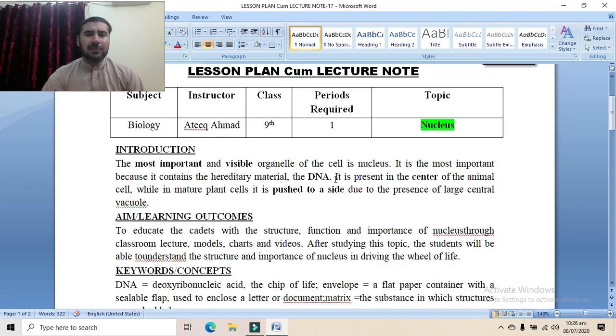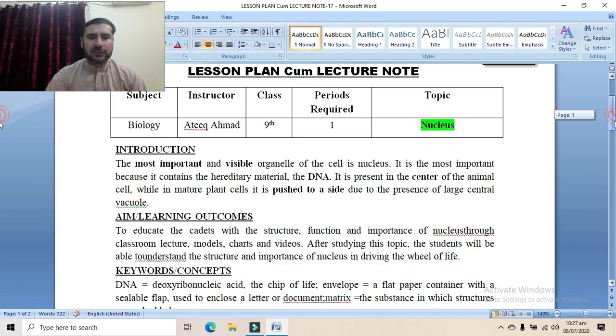Now in animal cells it is found in the center of the cell, while in plant cells the nucleus is found at the side of the cell, because in plant cells at the center position there is a large central vacuole, which we have studied in the previous lecture. So in plant cells at the center there is a large central vacuole. That's why the nucleus is pushed to a side. So in plant cells the nucleus is found at a side.